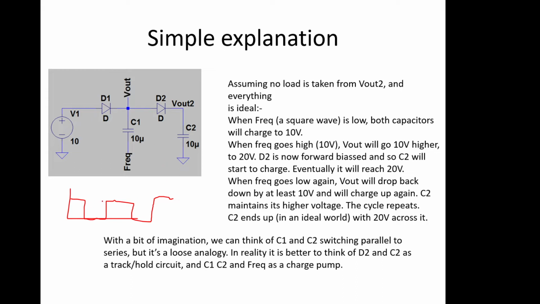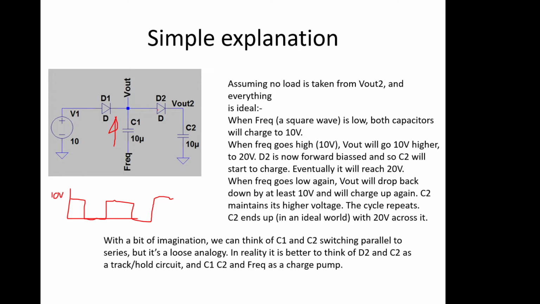And then when the frequency goes high, let's assume it goes to 10 volts, so it's a 10 volt square wave, when that goes high, the voltage will be maintained across this capacitance. So remember, it's charged up to 10 volts when this was at 0, because I've got a 10 volt supply in it. We then switch this point to 10 volts, and this point will go 10 volts higher to maintain the 10 volts across it in the first place. And so that goes to 20 volts then.